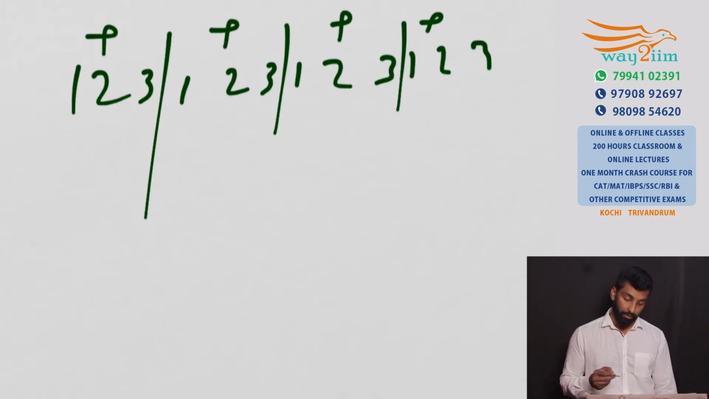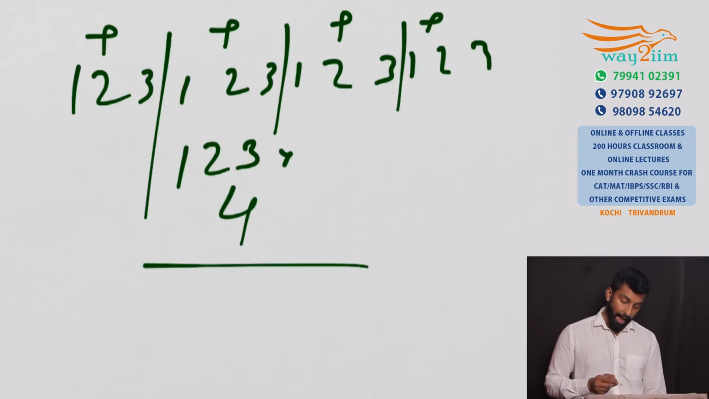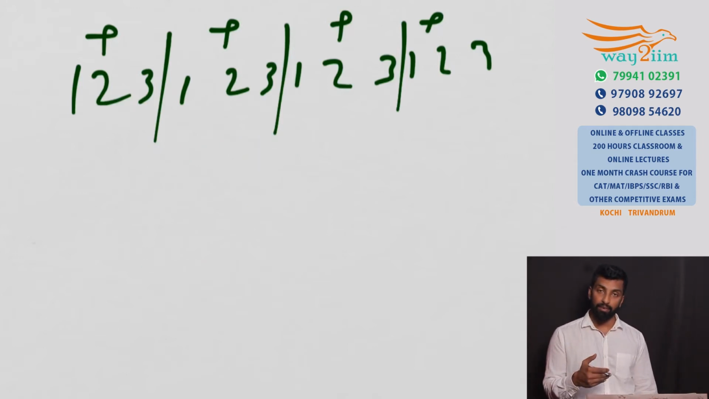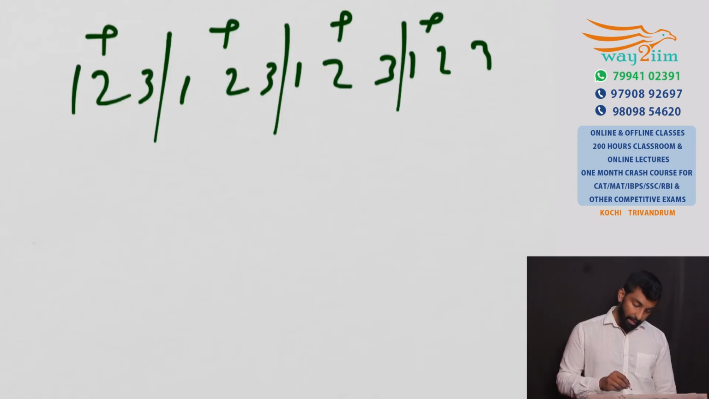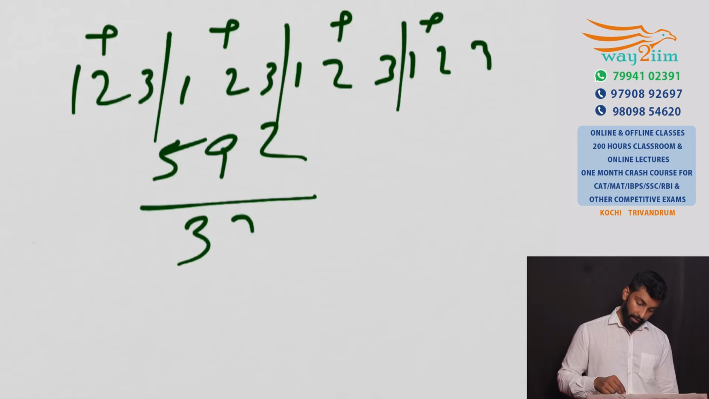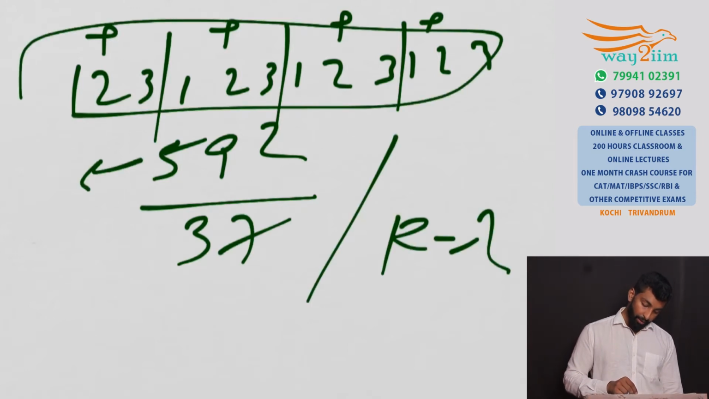So there is no point in taking difference. So how many groups are there? 4 groups are there. You need to know what is this 4 group. 123 into 4 is what you need to do. Okay, and then that number you need to divide by 37 and see what is the remainder. Okay, 123 into 4. So basically you need to divide 592 by 37 and see what is the remainder. Rather than doing this, what is this 592?